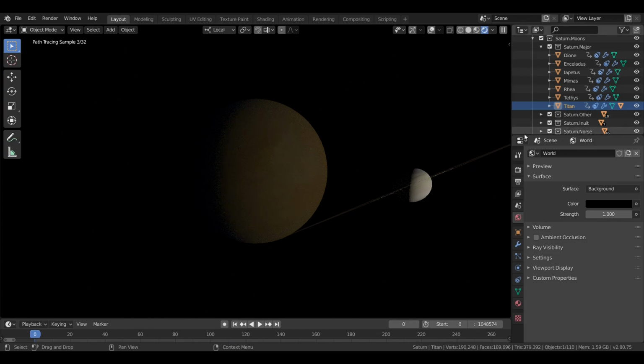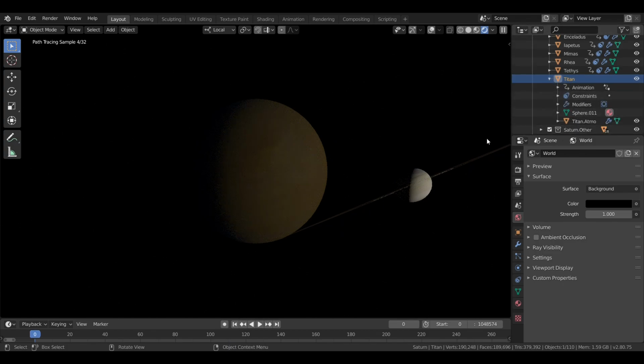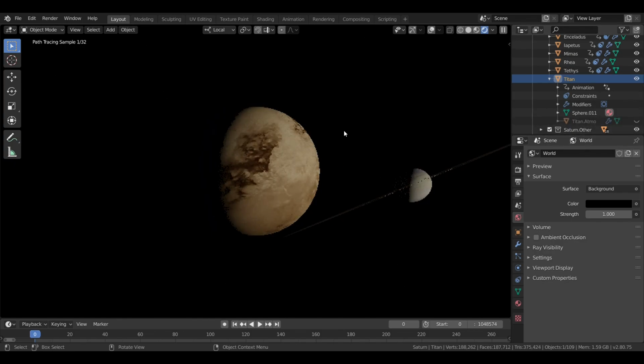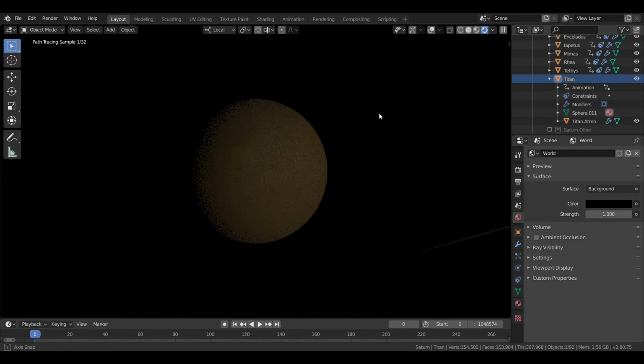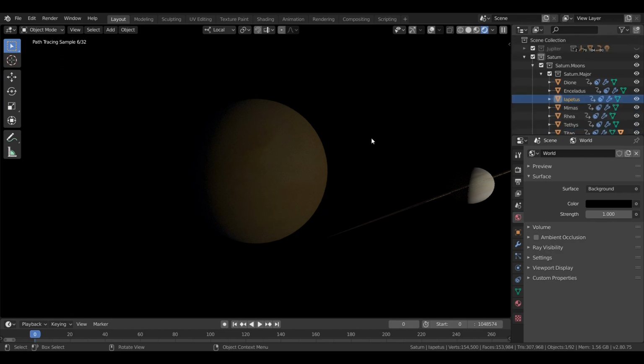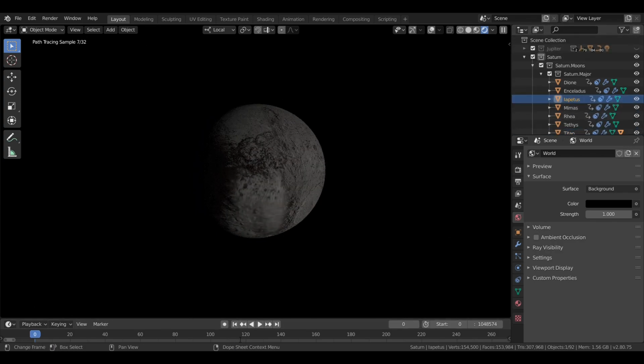Titan is about 5,000 kilometers in diameter, and it is the only moon with a significant atmosphere. And it's a fairly thick one as well, obscuring its surface from view, similar to Venus's atmosphere. Discovered on March 25th, 1655 by Dutch astronomer Christiaan Huygens. The next moon to be discovered was Iapetus on October 25th, 1671 by Italian astronomer Giovanni Cassini.